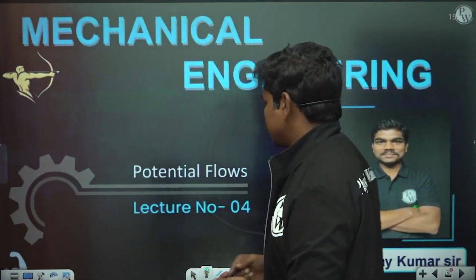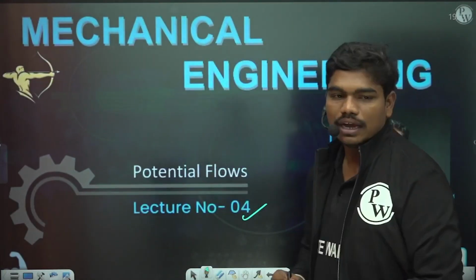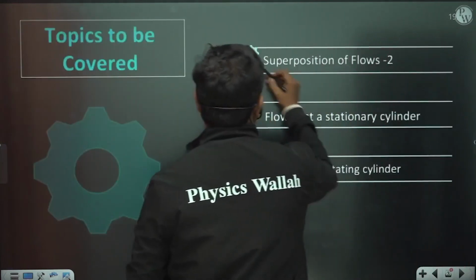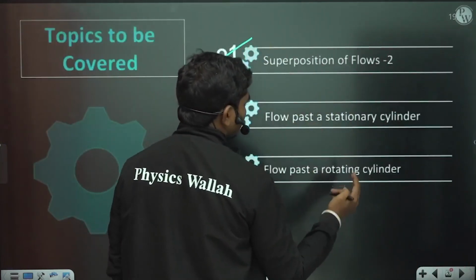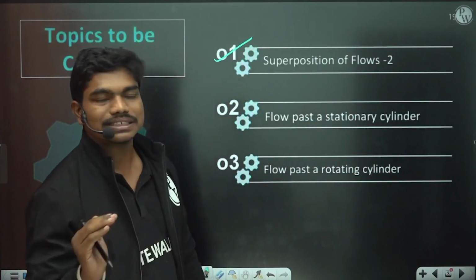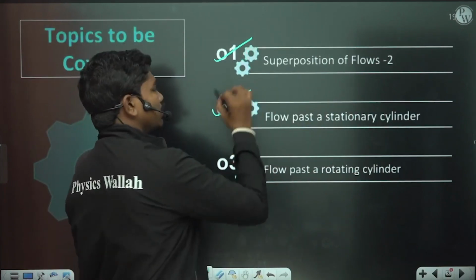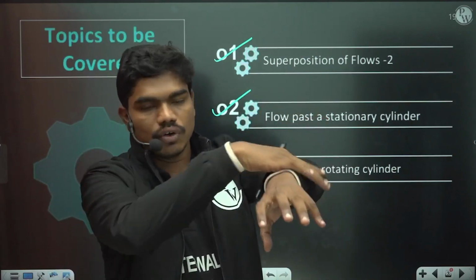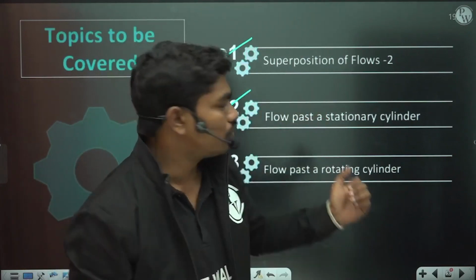Now this is the fourth lecture of this module, potential flows, and basically in this lecture I'm going to continue the superposition of these flows. We are going to look at two important cases. One is flow past a stationary cylinder. So there is some flow past a stationary cylinder. Let us suppose there is some cylinder and some flow on it, then how we deal with the force, we will see that.